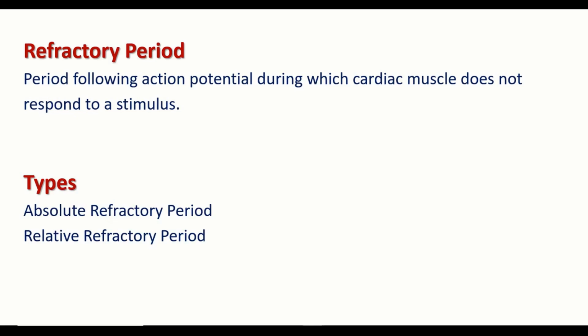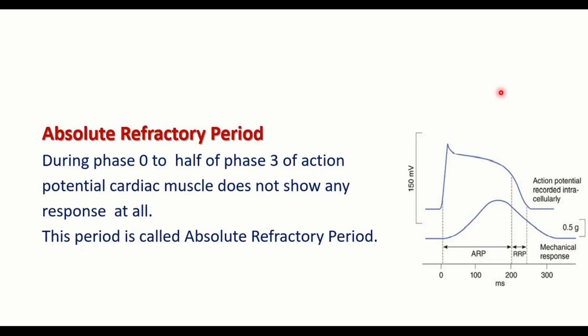And it is divided into absolute refractory period and relative refractory period. What is absolute refractory period? During phase 0 to half of phase 3 of the action potential, cardiac muscle does not show any response at all. So whatever be the strength of the stimulus, it will not respond. This period is called absolute refractory period.